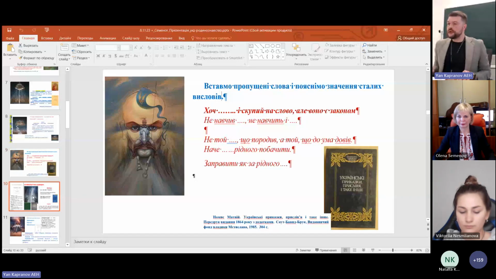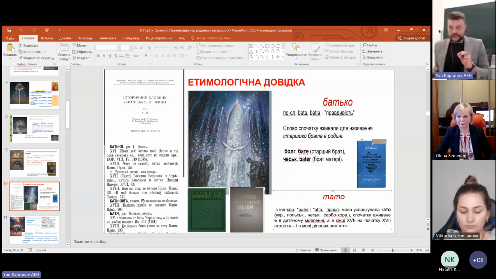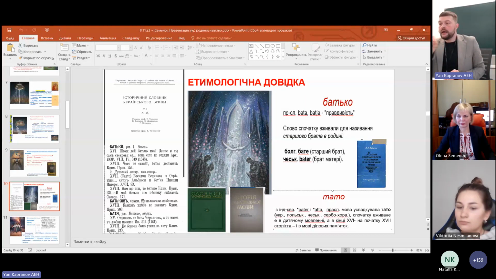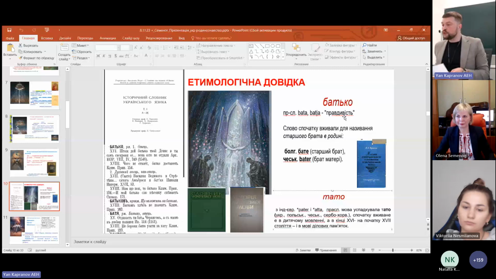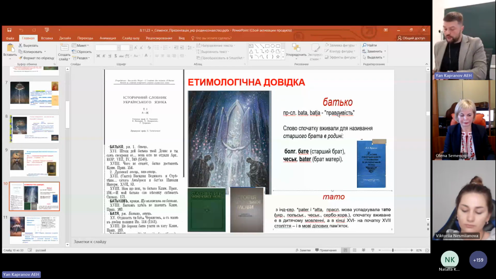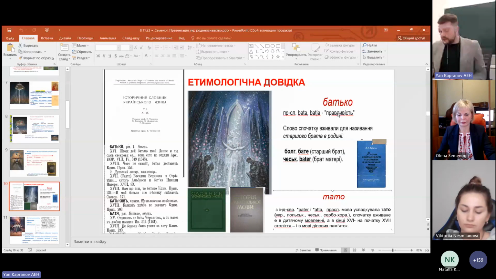Then, from the etymological point of view, if we consult the historical dictionaries and etymological dictionary, we will find out that батько means the father. Yes, this is the Proto-Slavic bata, batya, something that is true. The word father was originally used for the name of an older brother who was often the younger one instead of a father or a maternal uncle, compared to Bulgarian bate, elder brother, yes, and Czech bater, mother's brother, with old Russian bate, father.